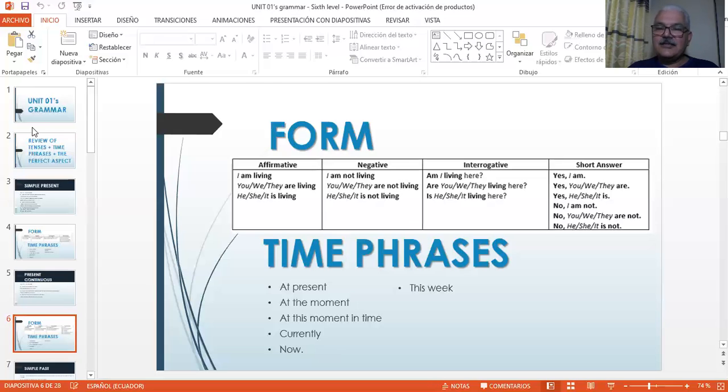Okay, so let's stop right now so that you may analyze the use of the present, and notice that there is something repeated in these structures, and they are always referring to the moment in which we speak. Okay, so that's the present.